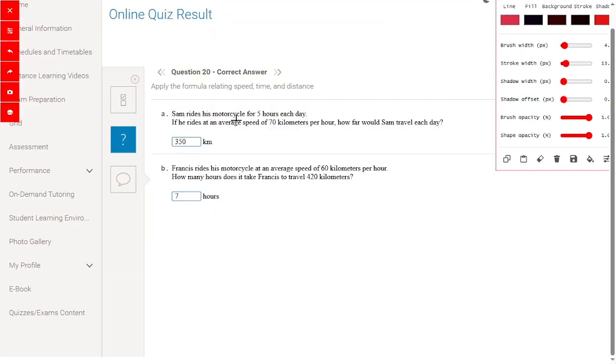Sam rides his motorcycle for 5 hours per day. Okay, so this is the time. Now, if he rides at average speed, this is speed, 70 kilometers per hour. How far would Sam travel each day? So this is the distance. So now, the speed equation: speed equal to distance over time.